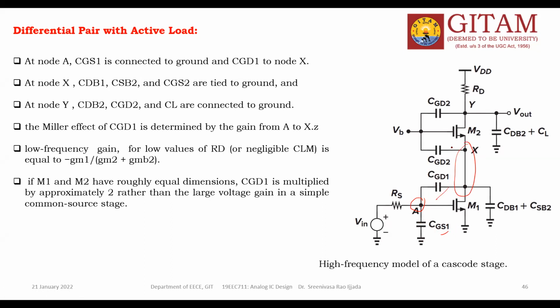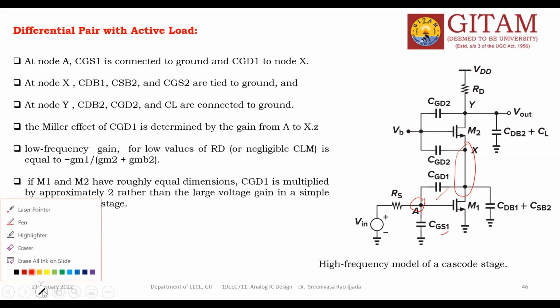At node A, you have two capacitors. One is the gate to source and the other is the gate to drain of M1. The gate to source capacitance of M1 is connected from A to ground, and the gate to drain of M1 is connected between A and X. So this is all about node A.